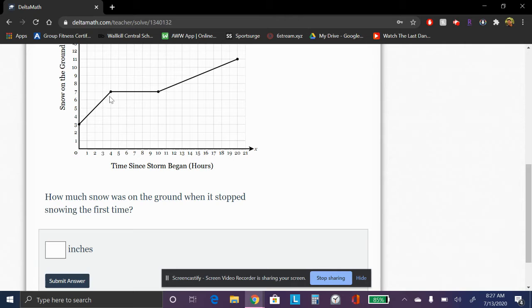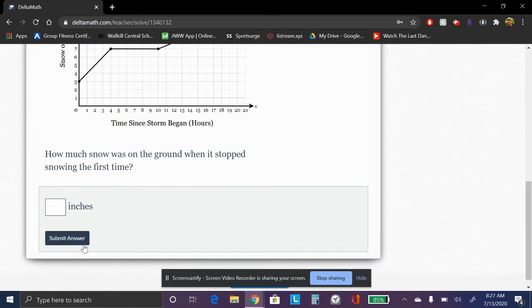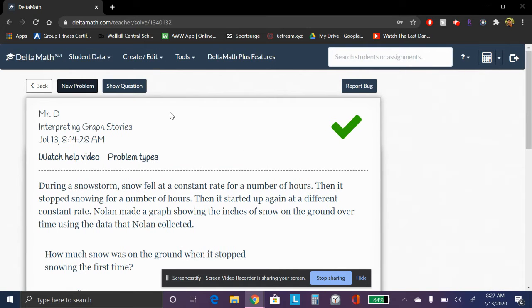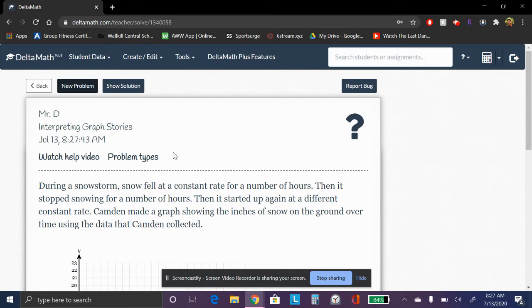So when it stopped snowing, how much was on the ground? We look over here, 7 inches were on the ground. Put in 7, submit. Yes. Next one.